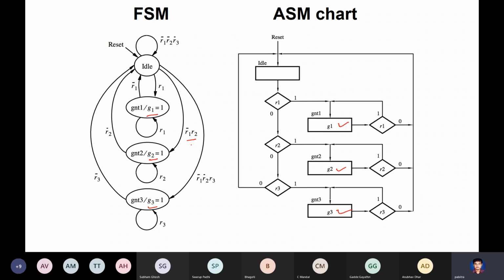And then you have these inputs on which you are doing a condition check. So they come inside these decision boxes. And based on the decision, you have the state transition. So maybe one small exercise you can do is to draw the control path and data path for this ASM chart.